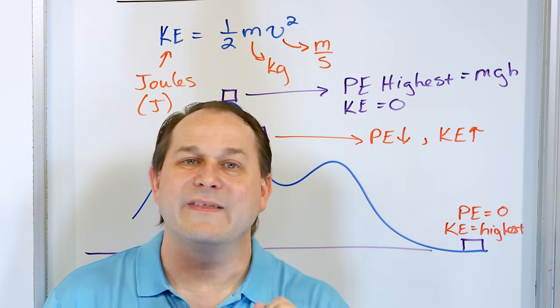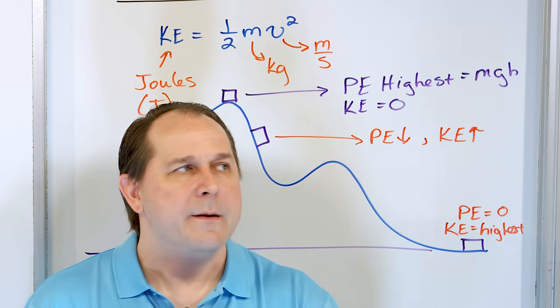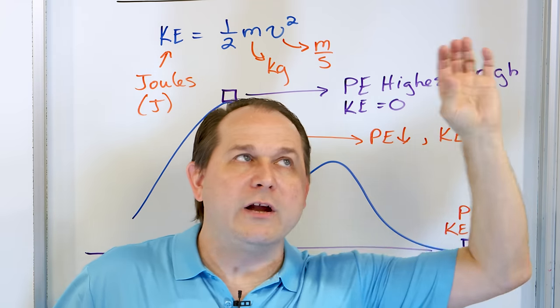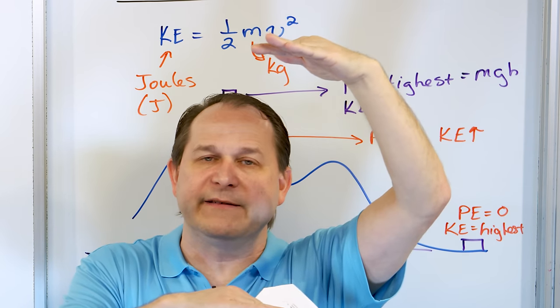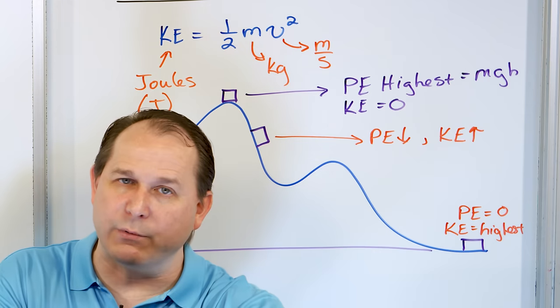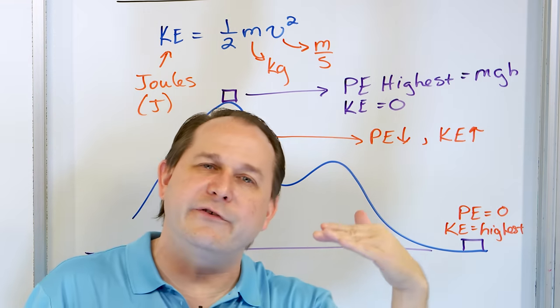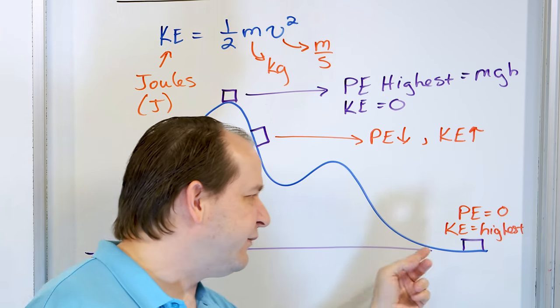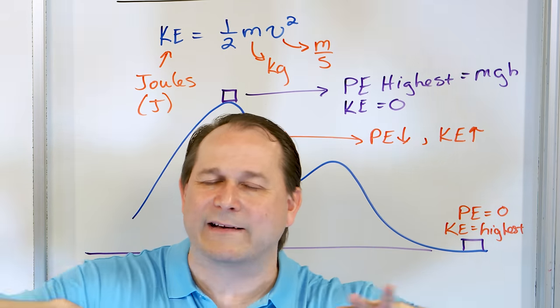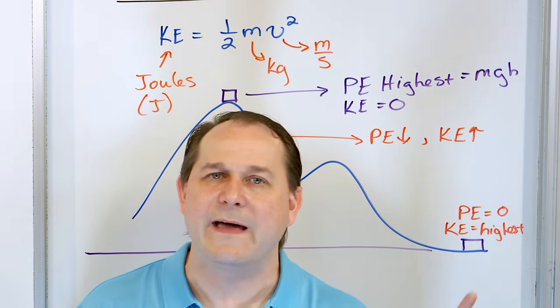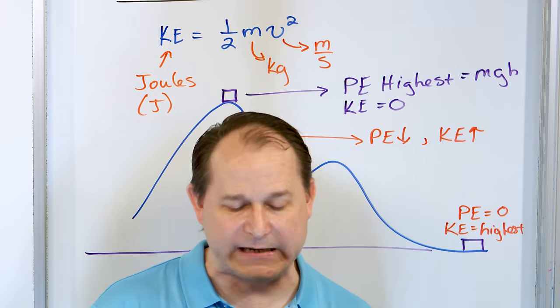So you see, at the top of the roller coaster, the potential energy is the highest, but at the bottom, the kinetic energy is the highest, because at the bottom all of that potential energy stored in the system has been bled down to zero. Things try to go to the lower energy state, but all of it was converted into speed. Eventually you slow down with the friction on the tracks and all that, but forget about friction now. That's going to be the highest speed, highest kinetic energy.